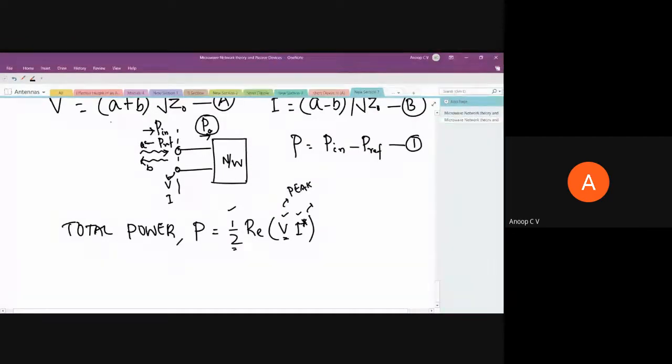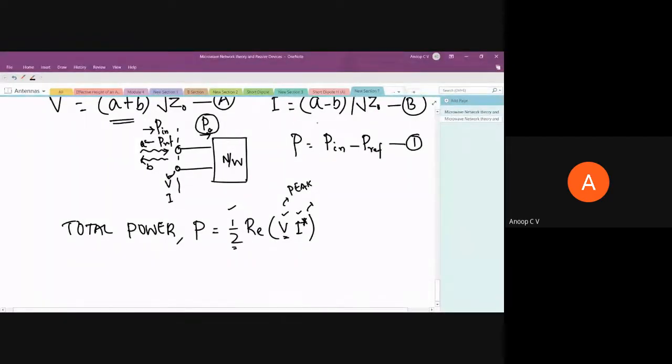So we know V is A plus B times root Z naught, and I is A minus B by root Z naught. If you are writing exams like engineering services and all those, such questions you can expect. And if at all there are descriptive tests, they used to ask such questions, which is actually to prove that half of mod of A squared is P incident, like that. Such questions they may ask.